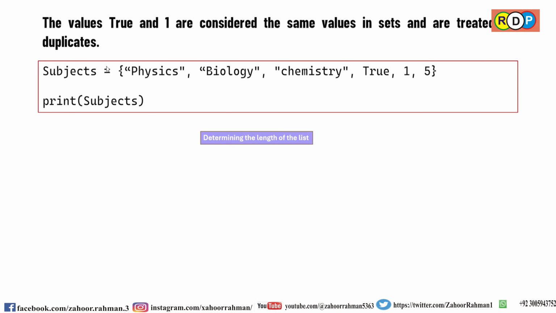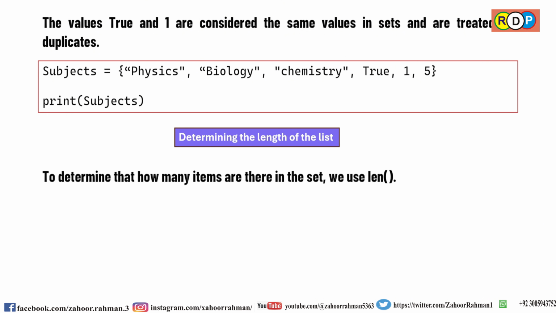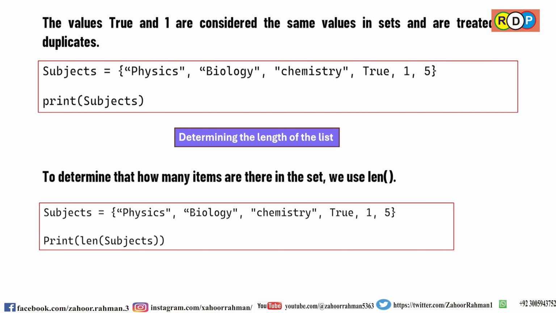Let us move forward and understand more concepts, determining the length of the set. How many items are there in the set? We use the len function, or we can call it a len method. Let us elaborate it with the help of an example. Subject: physics, biology, chemistry, true, 1, 5. How many elements are there inside it? 1 is physics, 1 is biology, 1 is chemistry, 1 is true. So 4, 5, 6 are there.